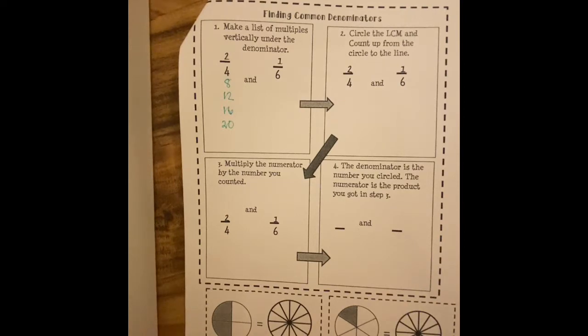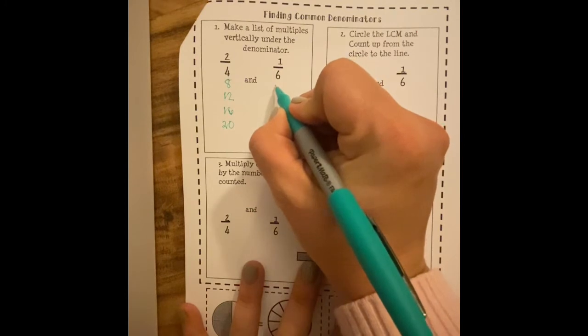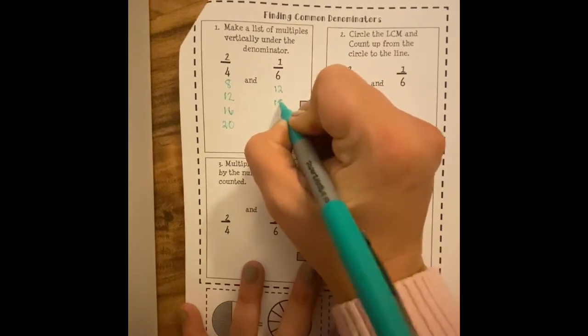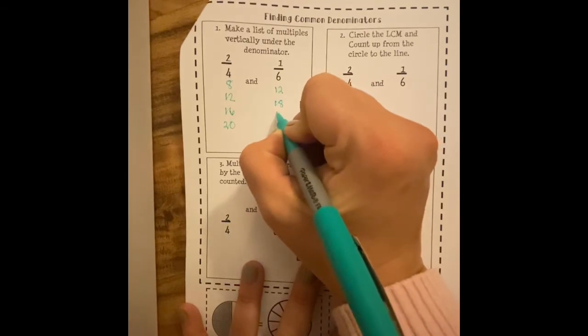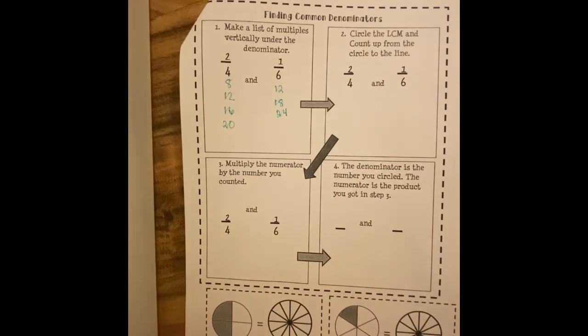All right, now we're going to do the multiples of 6. So I have 6 times 1 is 6. 6 times 2 is 12. 6 times 3 is 18. 6 times 4 is 24. And you've probably already noticed that we have come across a match. So it says in step 2, circle the least common multiple and count up from the circle to the line.